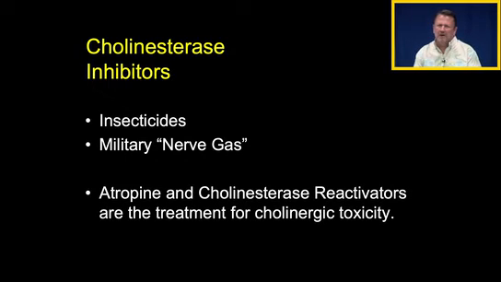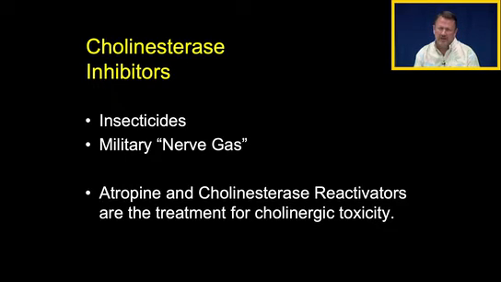Insecticides are cholinesterase inhibitors as well. Insects rely on their acetylcholine systems and are very sensitive to cholinesterase inhibitors blocking the breakdown of acetylcholine. Military nerve gas is also a cholinesterase inhibitor, an irreversible cholinesterase inhibitor as it's described.